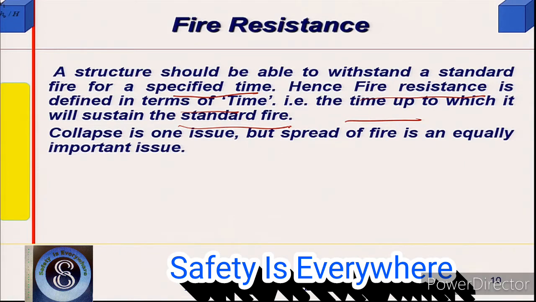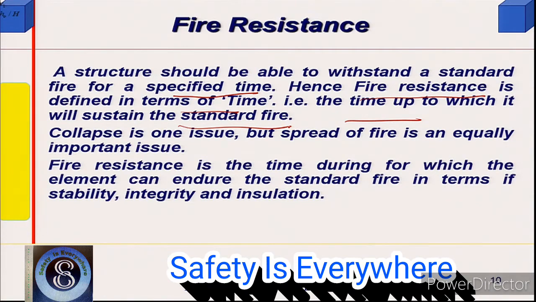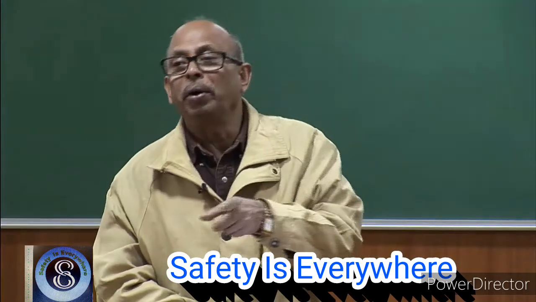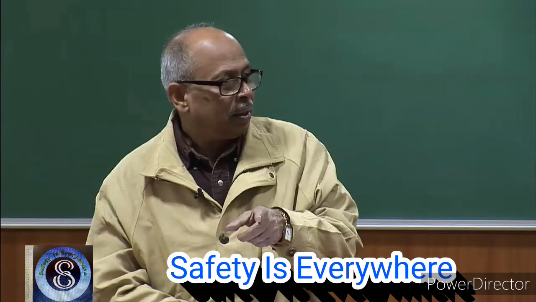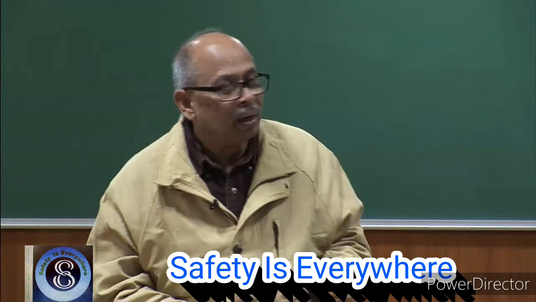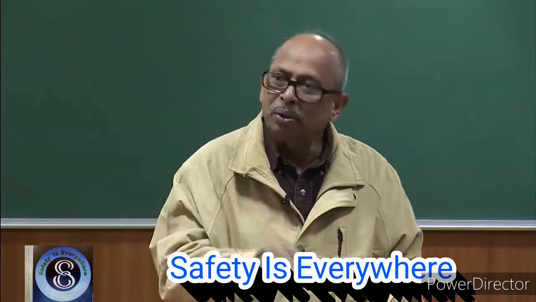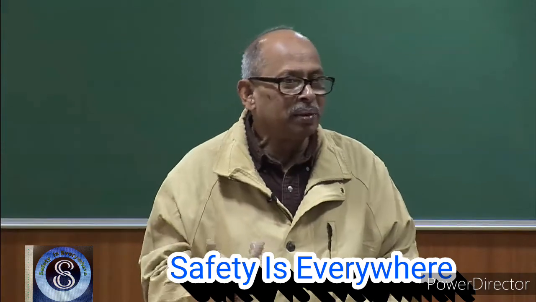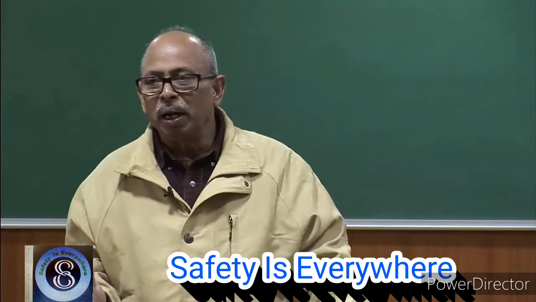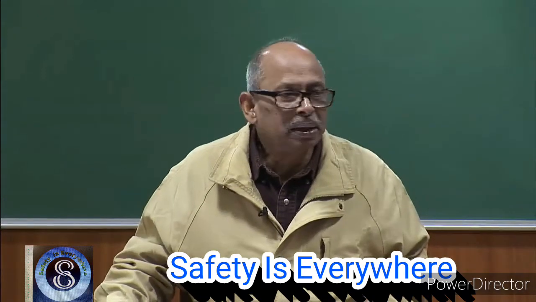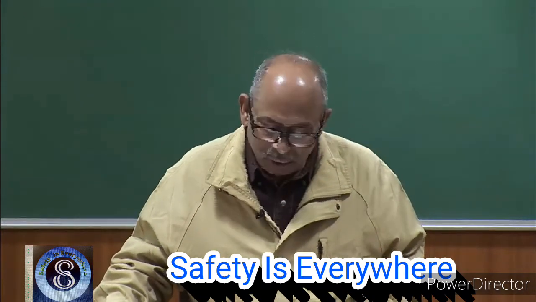Now, how will you judge performance? Collapse is one issue, as I said, but spread of fire is an equally important issue. So, fire resistance is the time during which the element can endure the standard fire in terms of stability, integrity and insulation. Stability, integrity and insulation, all three, and it is not or. It must be able to sustain all. That means failure is or, it fails by this or that, whichever fails early. So, if the insulation is broken down earlier, then the fire resistance will be that much time, or if integrity is lost by that much, it will be related to that, right.